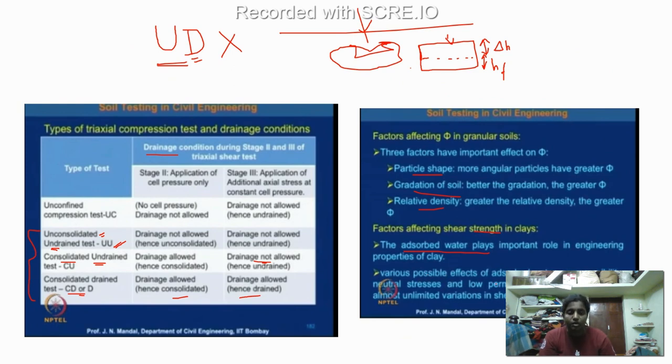So the various possible effects of adsorbed water, compressibility, neutral stress, and low permeability provide the clays with almost unlimited variations in shear strength. Even if you provide proper drainage and everything, clay soil is a little bit challenging. There are a lot of factors influencing the shear strength of clay soil. That's what I want to tell.